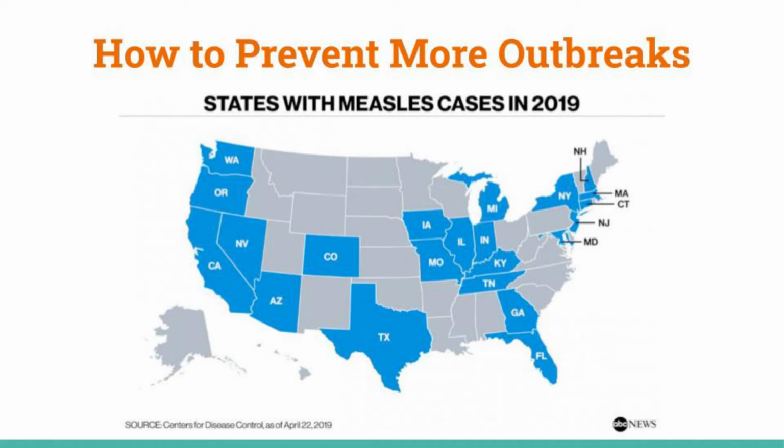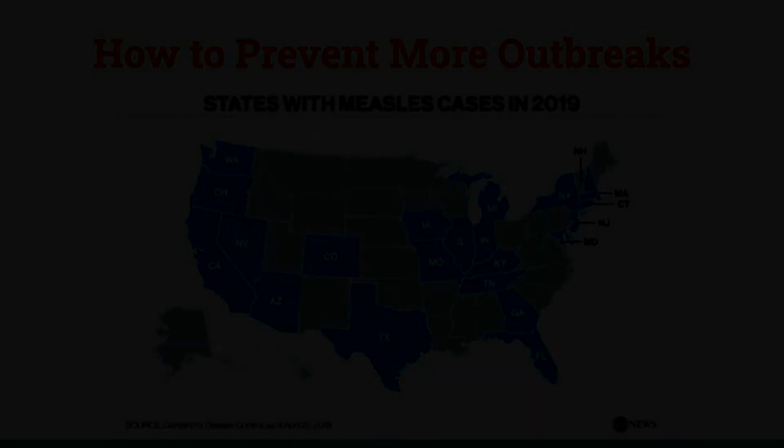This map shows the states that had measles outbreaks in 2019. As of April 2019, there were almost 700 recorded cases of the measles across 22 states. The only proven way to effectively lessen the number of outbreaks in the United States is vaccinations.